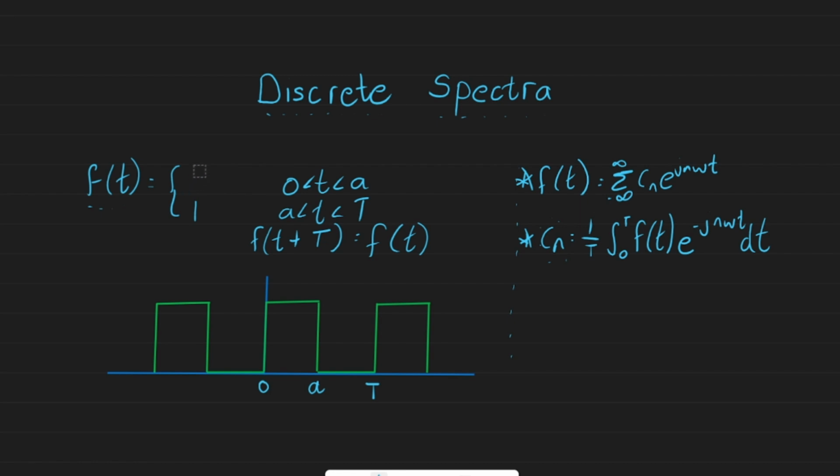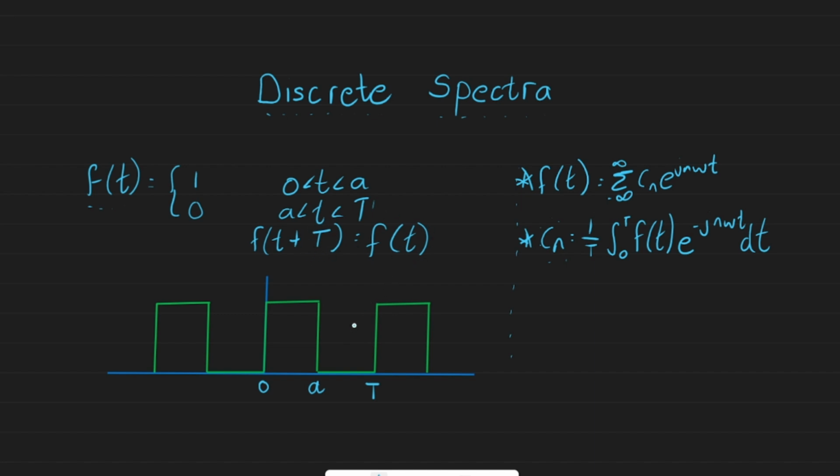Sorry, I've made an error. It takes on the value 1, and then from a to T, this is the period T, it takes on the value 0. So if we look at the graph of this from 0 to a, it takes on the value 1, and then from a to T, it takes on the value 0. And of course, this is a periodic function, so we're saying that after some period T, the function just repeats itself.